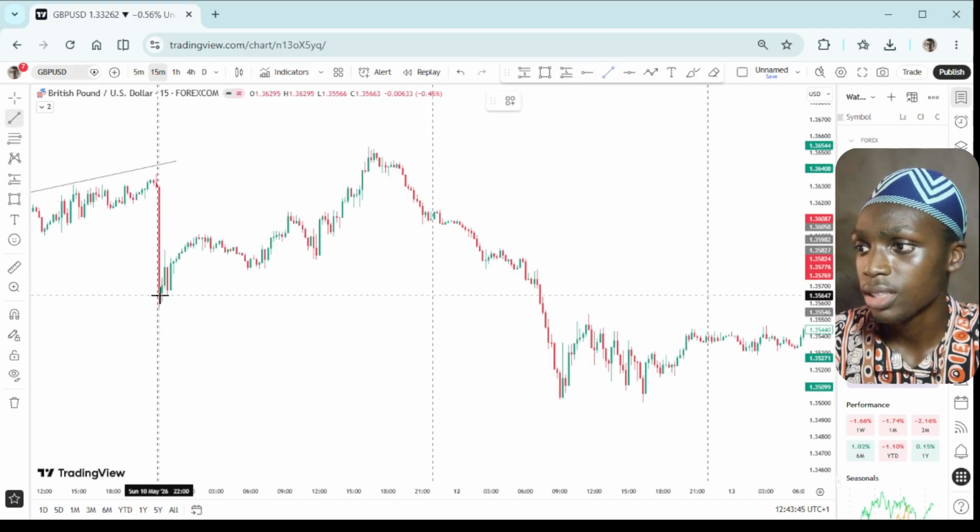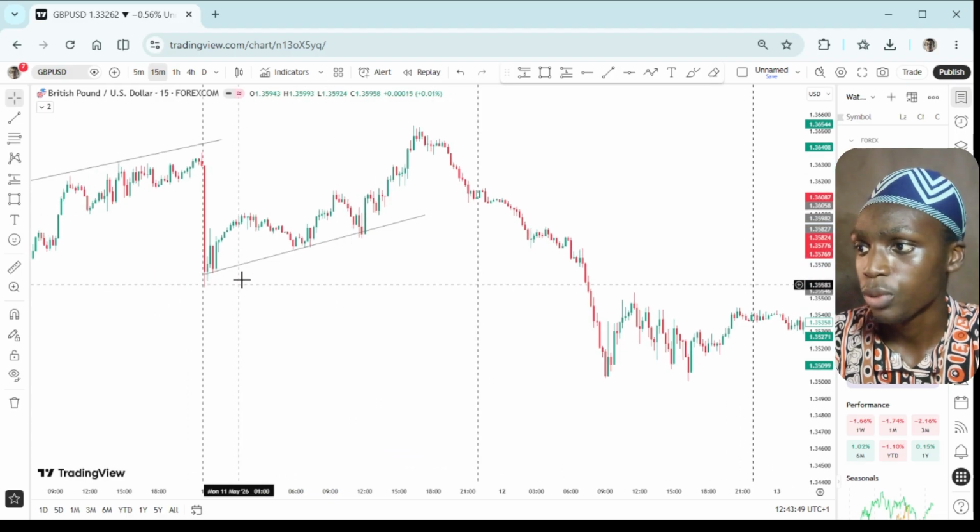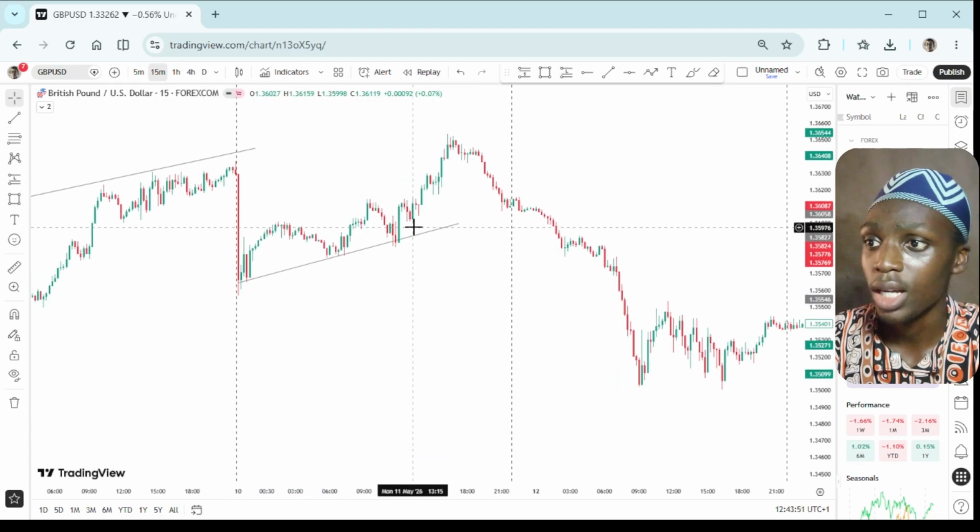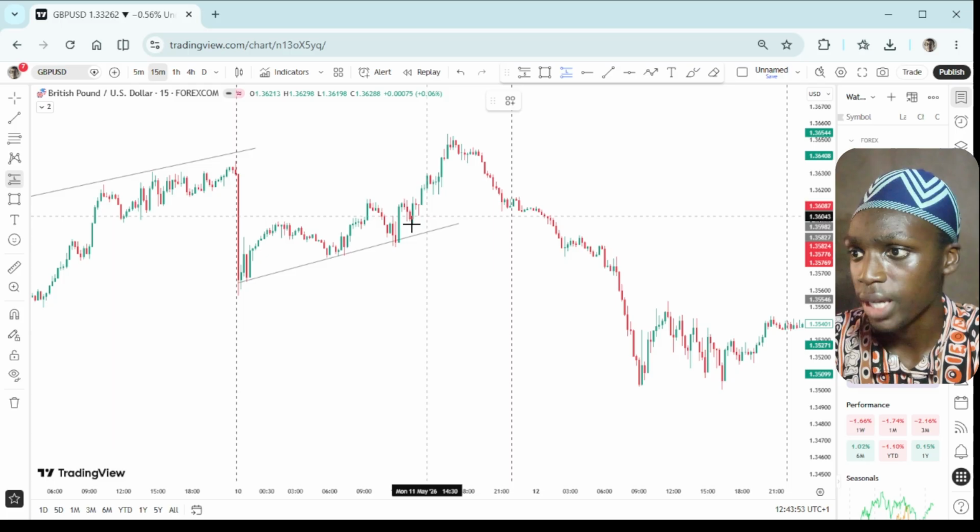You can see, let's see here, 1, 2, 3. We have the first touch right here, second touch right here, and at that third touch we are going to be opening for a buy at this point. So we wait for it to close above.